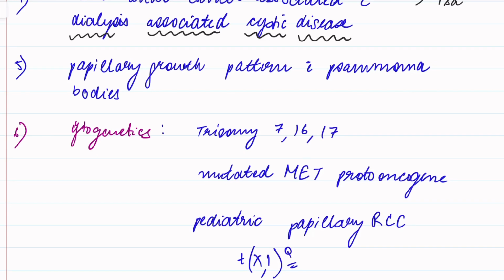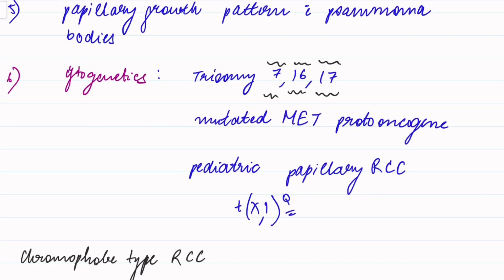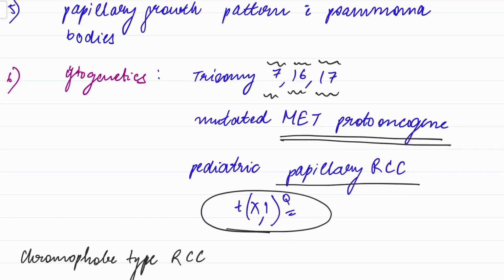Okay, the cytogenetics. You can see trisomy of 7, 16 and 17. You can see mutation of the MET proto-oncogene. This we have also read in the hereditary papillary RCC variant. And in pediatric papillary RCC, you can see translocation of Xp11. Remember this.